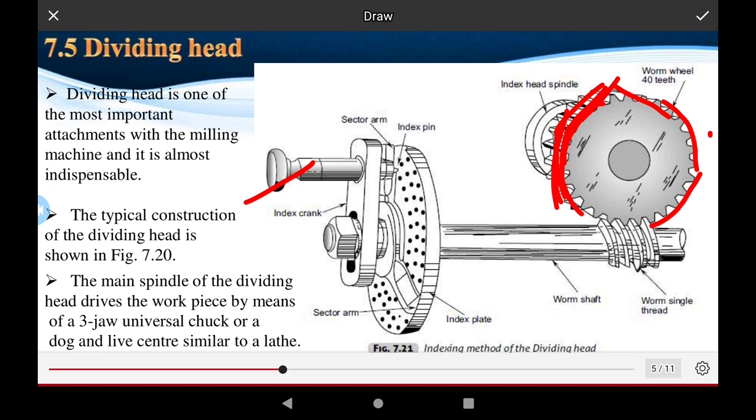The live center is similar to that of lathe machines, okay. This worm shaft is also used for it, and the other side is used for the worm wheels, with 20 teeth, 40 teeth and 38, and the other is even and odd teeth used in the machines. Okay, the dog and live center are similar to the chuck of the machines.